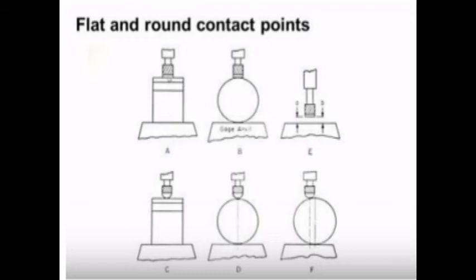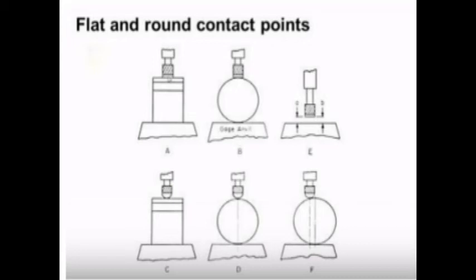Now when we use round contact points, and when we are checking round parts, it is essential that the contact point contacts the maximum size of the workpiece, for example the diameter of the workpiece. If we place the cylindrical object like this, then we get an error in the reading.